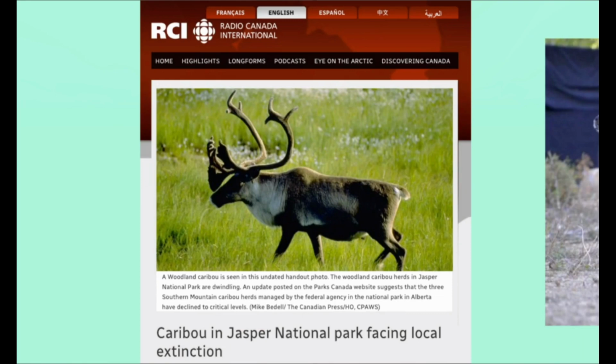But caribou have been extirpated from Banff National Park, and they're on their way out in Jasper National Park. So even at this very top end, where we have these very large protected areas, we're still losing this species. And this has forced us to take fairly drastic action and try some other kinds of actions.